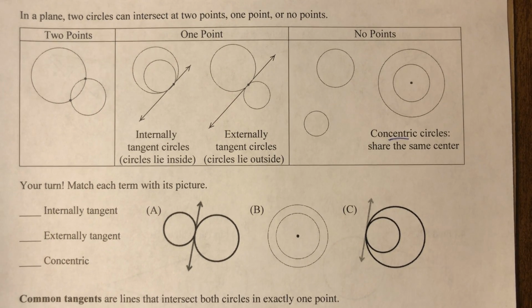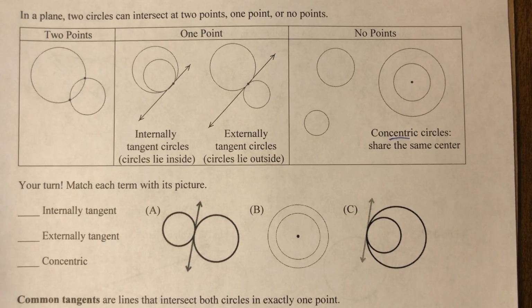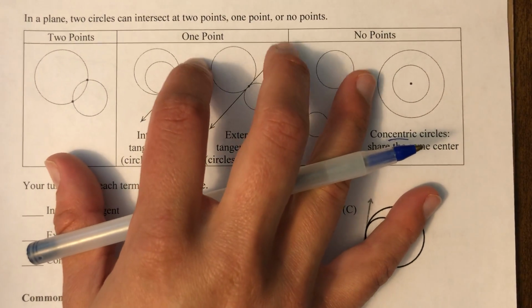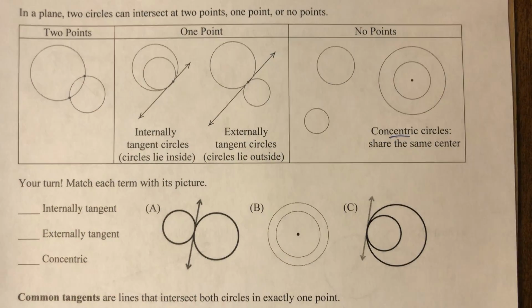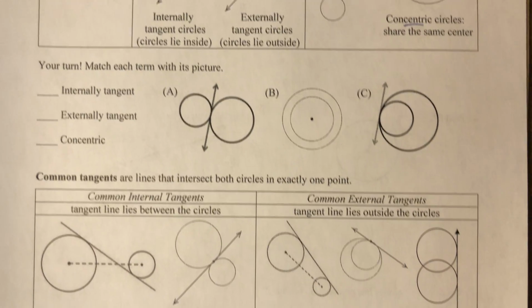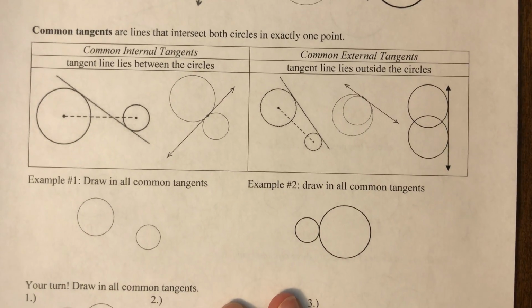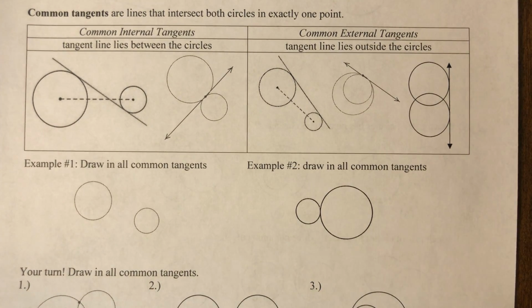Now, the next section is a little tricky because people get it confused with what we just did. What we just did is talking about the circles being internally or externally tangent. Now we're going to talk about internal and external tangent lines to circles. Okay? Common tangents are lines that intersect both circles in exactly one point.